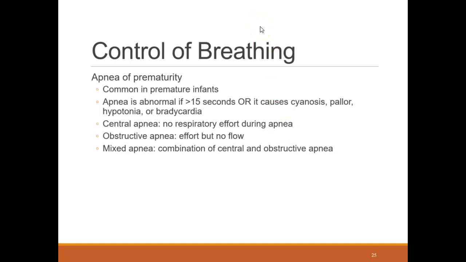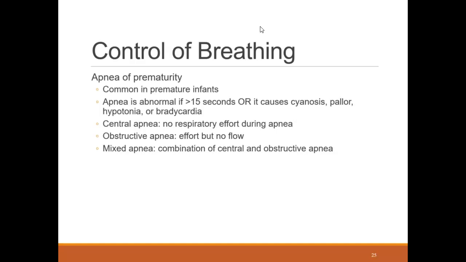Okay, so control of breathing. This is where we're talking about things that affect, mostly, apnea of prematurity. So these are those neurological controls that tell us when we're supposed to breathe. With preterm infants, sometimes that prematurity is going to result in periodic respirations, so really short periods of apnea. So they call it apnea of prematurity for that reason.